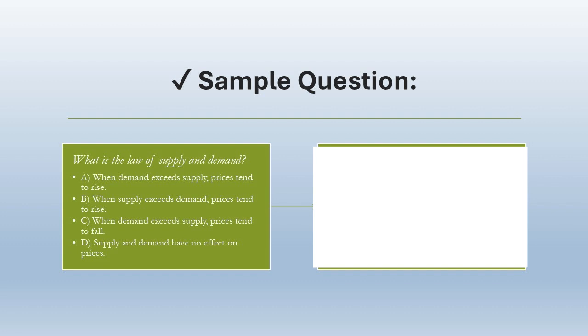What is the law of supply and demand? A. When demand exceeds supply, prices tend to rise. B. When supply exceeds demand, prices tend to rise. C.